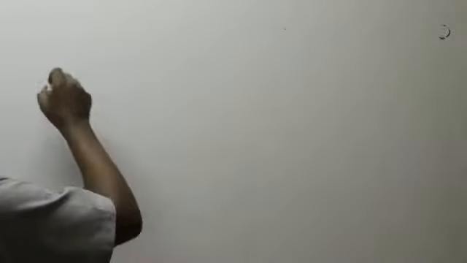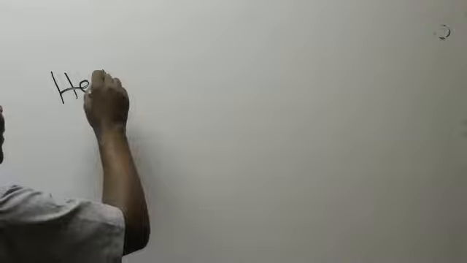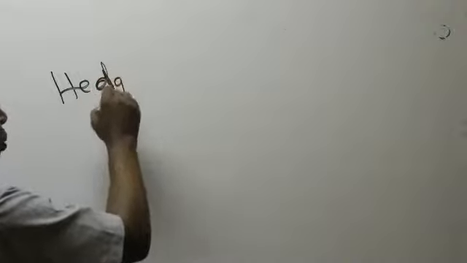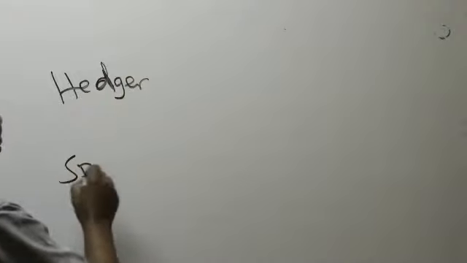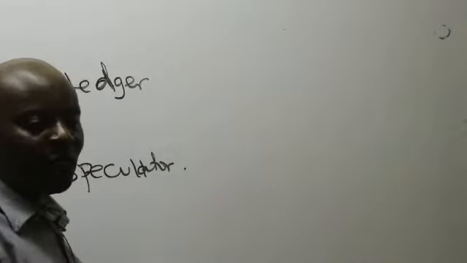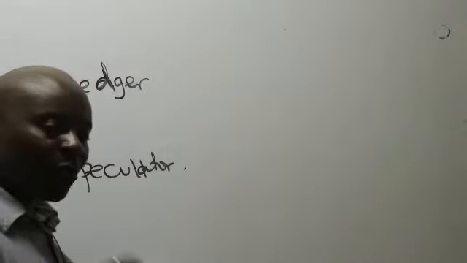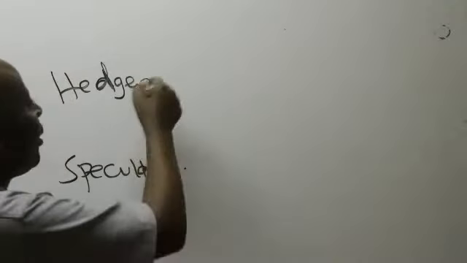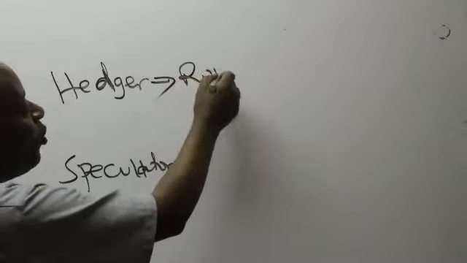So one word, is there somebody who can give us one word that defines a hedger? Who is a hedger? Who is a speculator? A hedger, of course, in this case here, to hedge is to fence. To hedge, in this case here, ladies and gentlemen, is to reduce your risk, protection. So a hedger would always go for risk minimization.